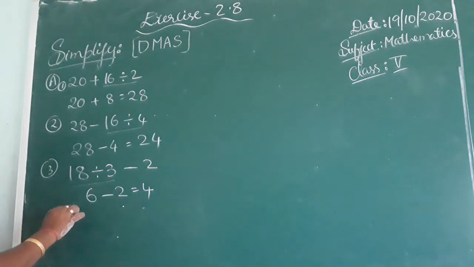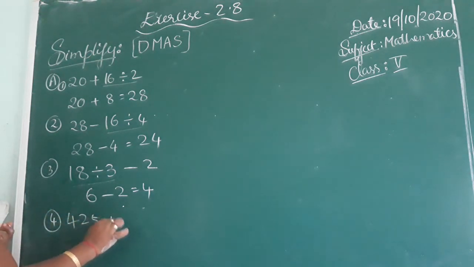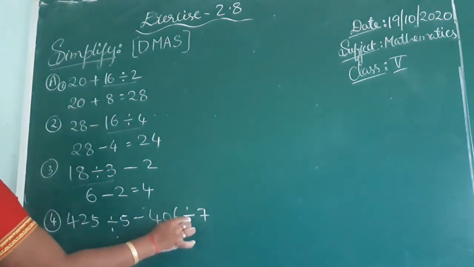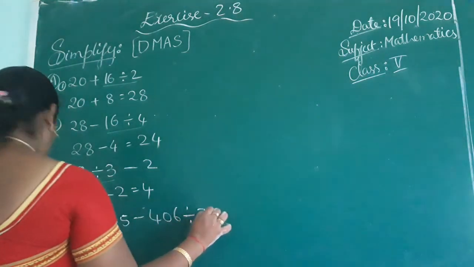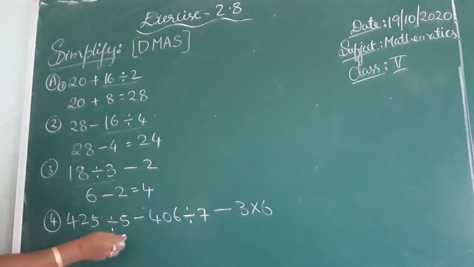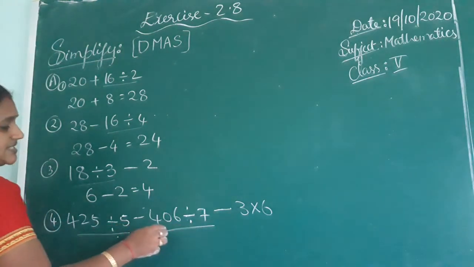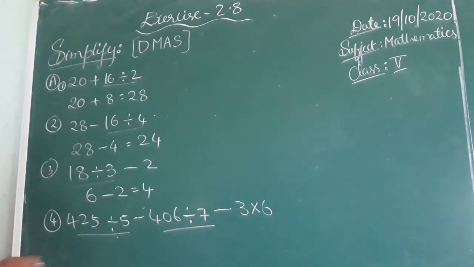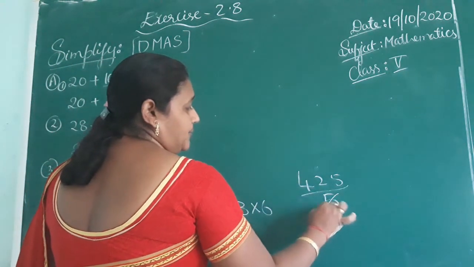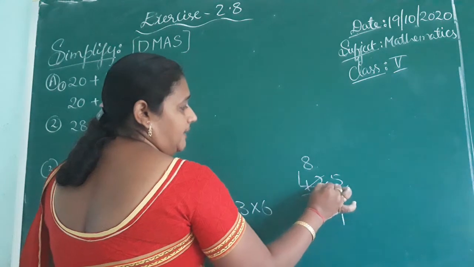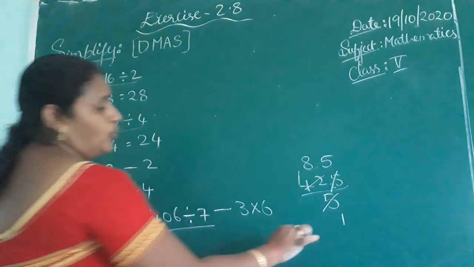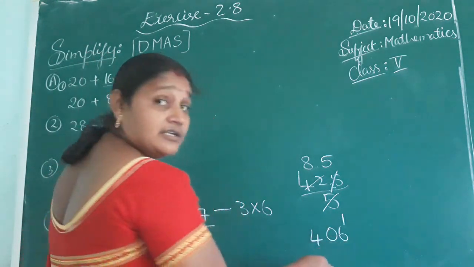Fourth one. 425 divided by 5 minus 406 divided by 7 minus 3 into 6. First we should solve the division. Here two numbers were given as division only. So first solve this one, and at the side 425 divided by 5. 5 eights are 40, remainder 2 will be 25, 5 fives are 25. So 85.